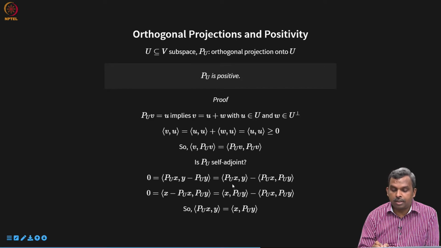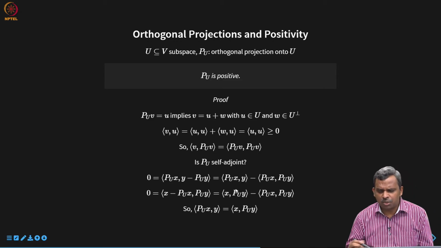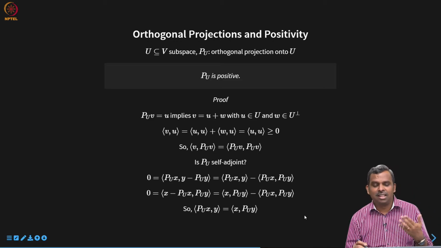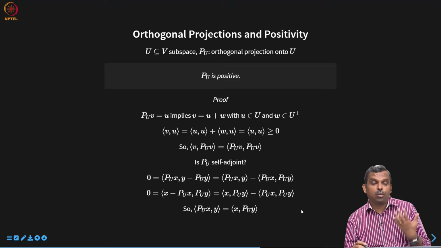So 0 is the same as, you just unravel this, you get this PUx, PUy here, and the PUx, PUy is common whether you do y minus PUy or x minus PUx. So this guy has to be the same as well. Okay, so it's a very interesting operator, right? So maybe you never thought of projection in such great detail. Look at what all it does for you.